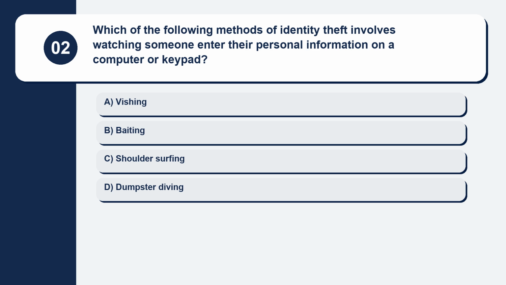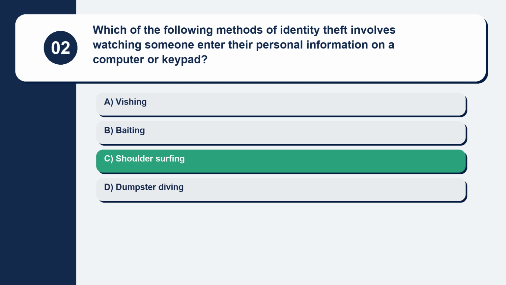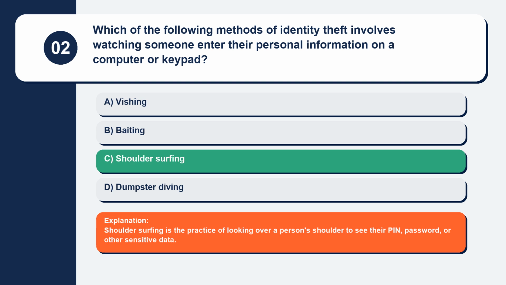Question 2. Which of the following methods of identity theft involves watching someone enter their personal information on a computer or keypad? Vishing, baiting, shoulder surfing, dumpster diving. Shoulder surfing is the practice of looking over a person's shoulder to see their PIN, password, or other sensitive data.